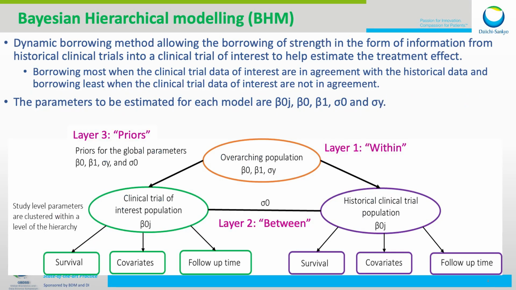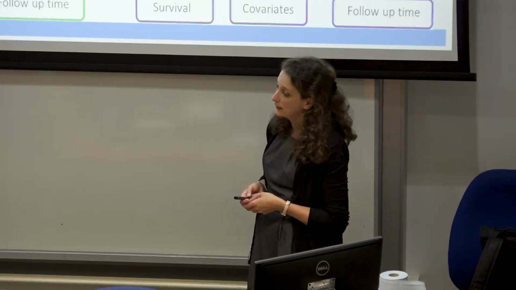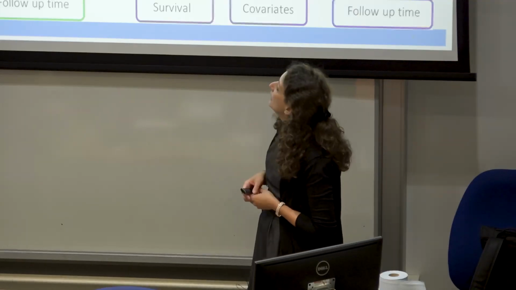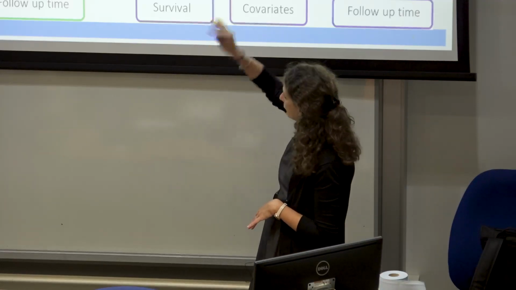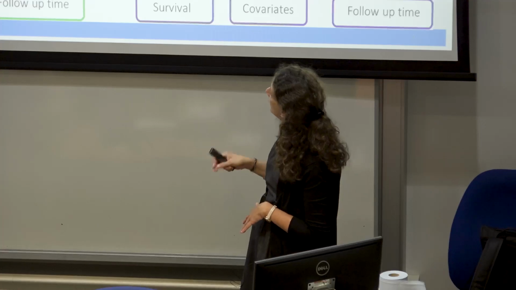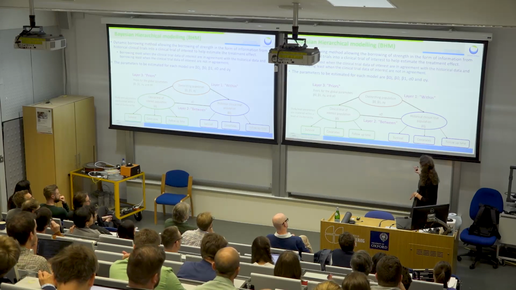All right, so a lot of you will know this, so bear with me, but just as a reminder, BHM is a dynamic borrowing method. It allows the borrowing of the strength of information from a historical trial into a trial of interest to help estimate the treatment effect. So, of course, you can have many different types of clusters, but we were interested in two groups here for our context. And basically, it's hierarchical in that you can place an overarching population on top of your two different trial of interest populations. And really what you're assuming is that the parameters from your two trial of interest populations are random draws from that overarching population.